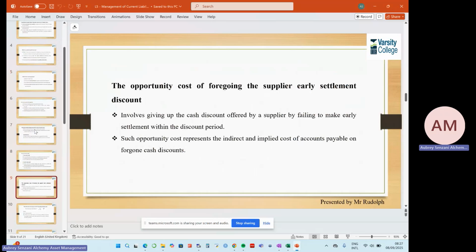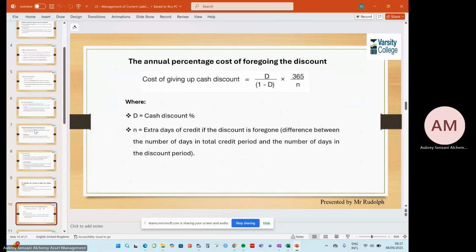represents the indirect and implied cost of accounts payable on foregone cash discount. So we have to calculate this as financial managers and say, is it more prudent for us to either take this discount, or actually can we get cheaper financing? We might as well borrow from FNB or ABSA to settle the difference, okay? And we do that by way of interest rate, analyzing which interest rate is higher, which interest rate is lower. The one that is lower is the option that we would then typically choose, right?